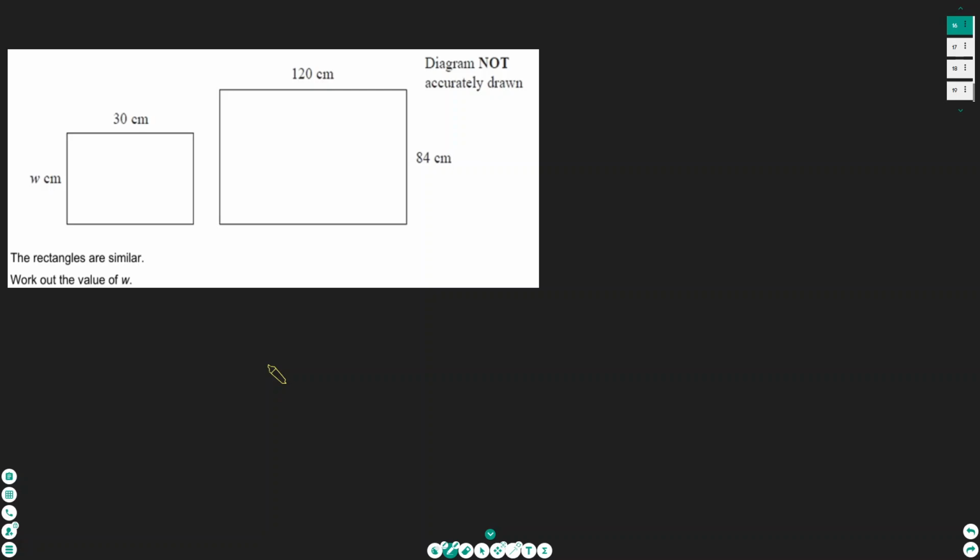Hello everyone, in today's lesson we are going to see how to check if two shapes are similar and also how to check whether they are congruent.